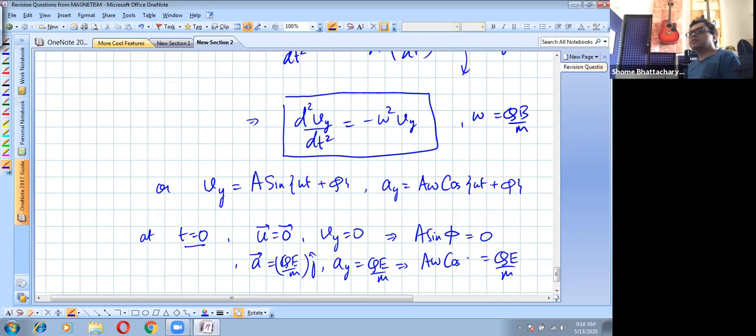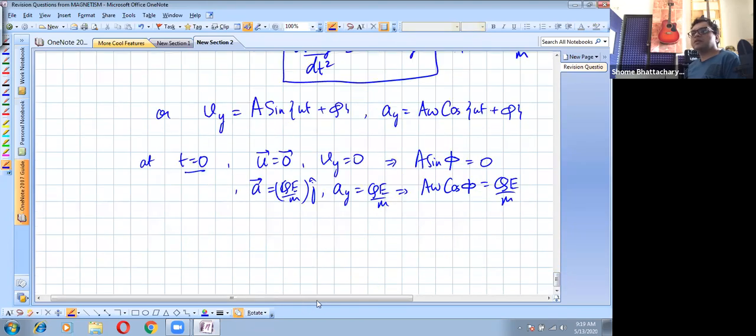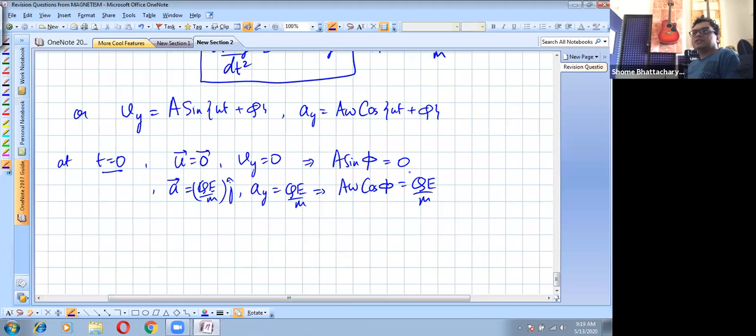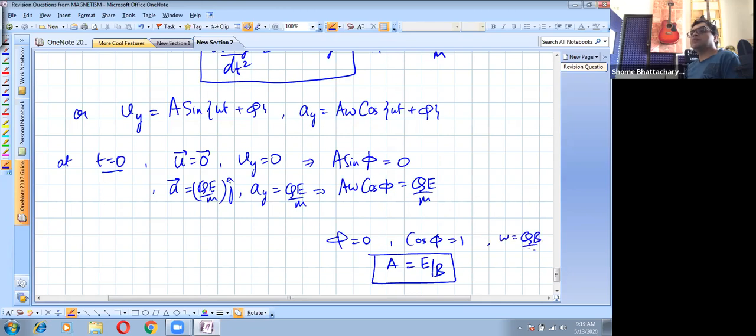So anyway, we will develop a shortcut method as we complete this. So we don't have to do all this analysis in the exam. Alright, so this is telling us that sin phi is 0 and cos phi is positive. So that means phi's value we should take as 0. So cos phi becomes unity. So we have A equal to E by B. Because we already had omega equal to QB by M. So just substitute cos phi as unity here. Omega is QB by M and you got the velocity amplitude.